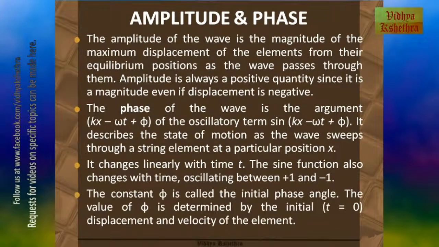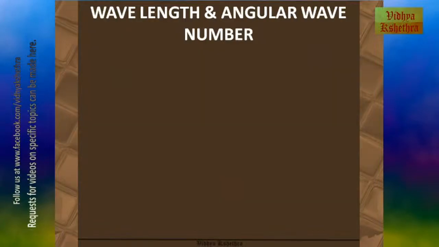The constant phi is called the initial phase angle. The value of phi is determined by the initial displacement and velocity of the element, that is, when time is equal to 0. Now wavelength and angular wave number.